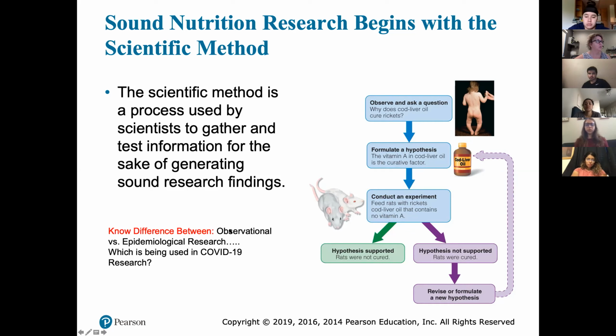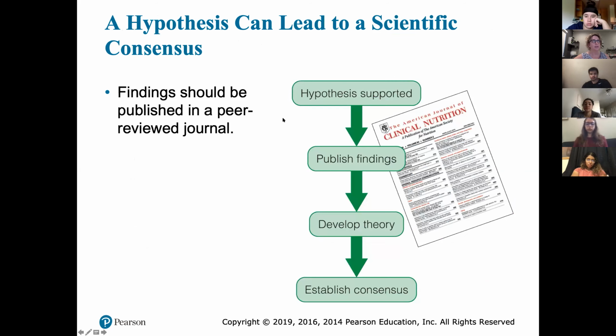I made a little note over here that you should know the difference between observational and epidemiological research for the purposes of the exam, and also because we're looking at COVID. Once we have all of that, this is the scientific consensus part. It's very important. When we have a hypothesis that's supported, the first thing we have to do is publish findings. Then we need to develop a theory, and then that's when we establish consensus. That's what the whole political problem is right now with COVID.